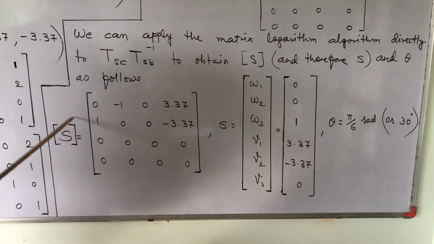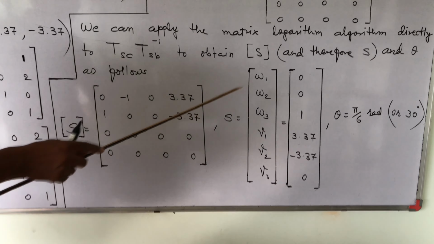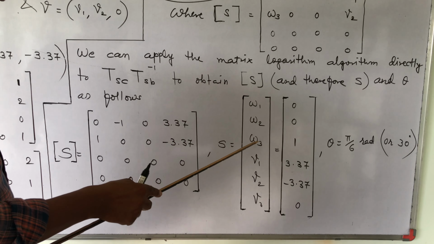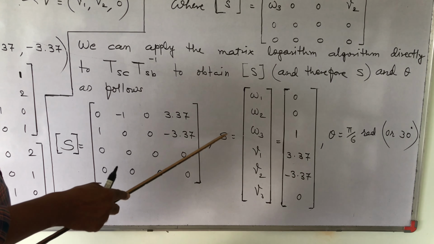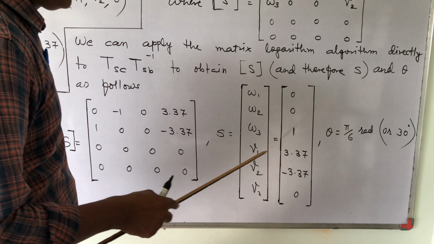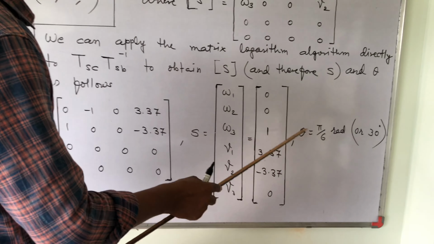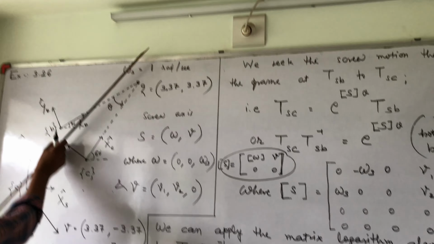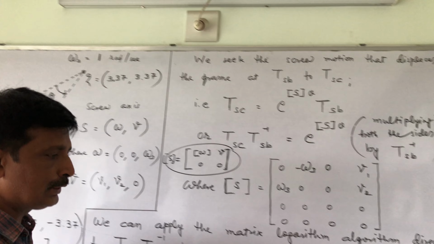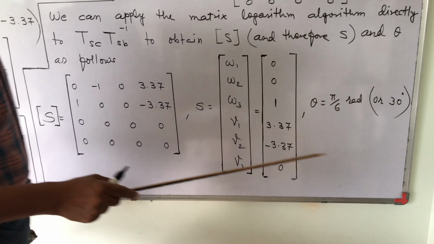And S, this is the body twist, spatial twist matrix. And this one, omega 1, omega 2, omega 3, just the twist, spatial twist. 0, 0, 1, V1, V2, V3 is 3.37 minus 3.37, 0. And theta is, because we rotated 30 degrees, so theta is pi by 6 radian, that is 30 degrees.